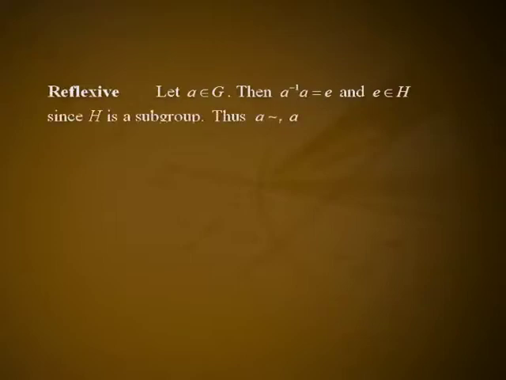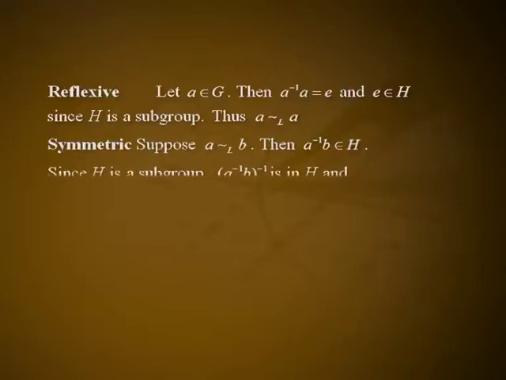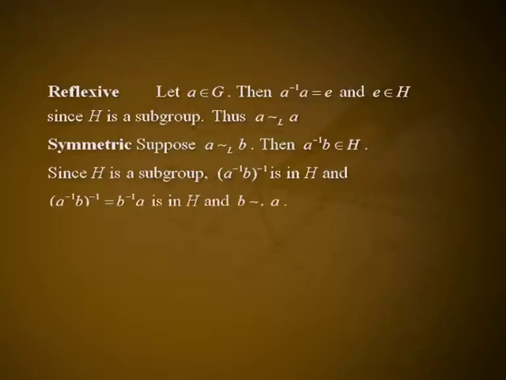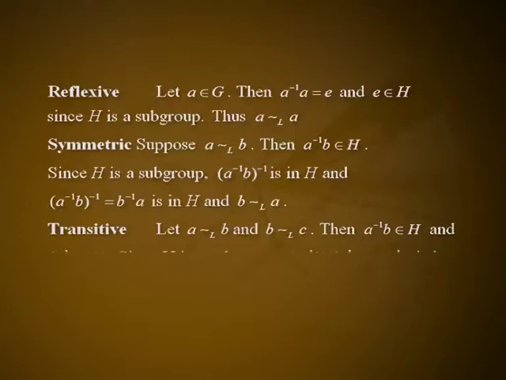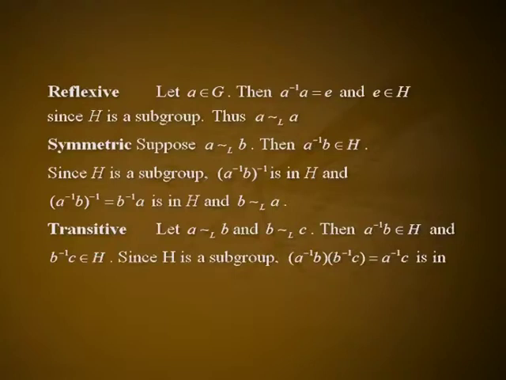Reflexive. Let A belong to G, then A inverse into A is equal to E and E belongs to H, since H is a subgroup. Thus A relation L A. Symmetric. Suppose A relation L B, then A inverse B belongs to H. Since H is a subgroup, the inverse of A inverse B is in H, and it equals B inverse A, so B inverse A is in H and B relation L A. Transitive. Let A relation L B and B relation L C, then A inverse B belongs to H and B inverse C belongs to H. Since H is a subgroup, A inverse B into B inverse C, equal to A inverse C, is in H.